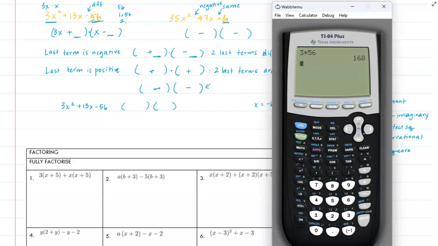So I could quickly just look at it, and I could do the b squared minus 4ac. So I'm going to do 13 squared minus 4 times 3 times negative 56. And if I do the square root of 841, it's a perfect square. Okay, so I know that that trinomial is factorable. If I do the second one, b squared, we could put a parenthesis around that negative 47 squared minus 4ac, 1369. I know again that that is factorable.